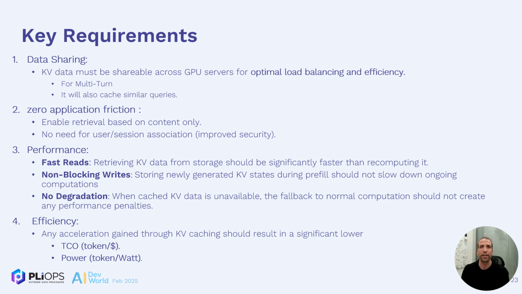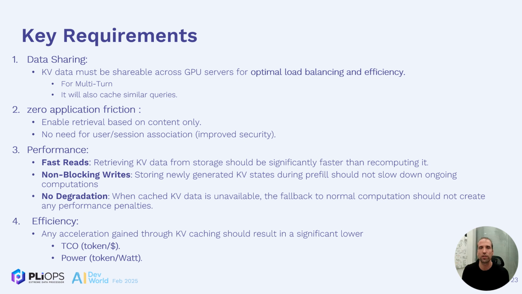Now, here are the key requirements that we believe are important for any storage system designed for storing and retrieving KV cache. First is data sharing. One key advantage is enabling cross-server data sharing. In many deployments, system schedulers dynamically assign requests to different servers. This means that a request might start on one server, but a follow-up request could be handled by another. Without shared storage, this may lead to either redundant computation or suboptimal load balancing.